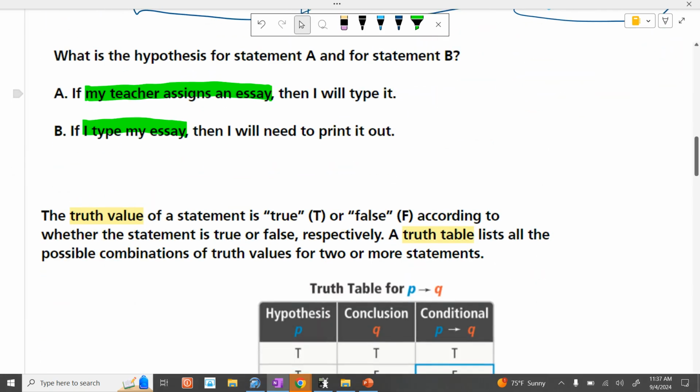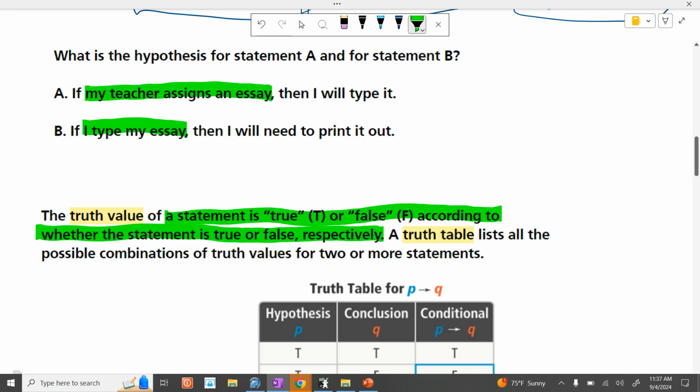Okay. A truth value of a statement is a true or false value according to whether the statement is true or false, respectively. So, this is the definition for truth value. And then a truth table lists all the possible combinations for truth values of two or more statements.